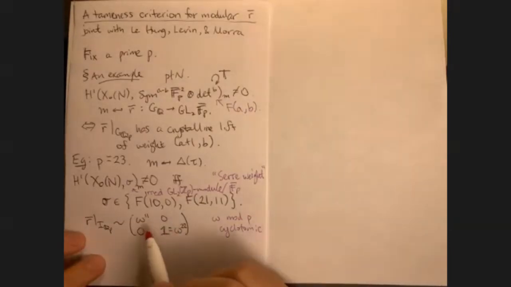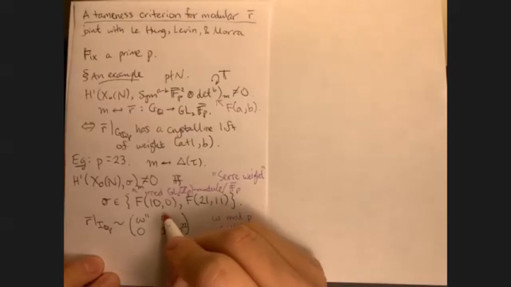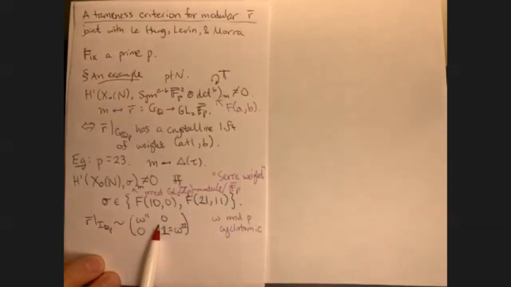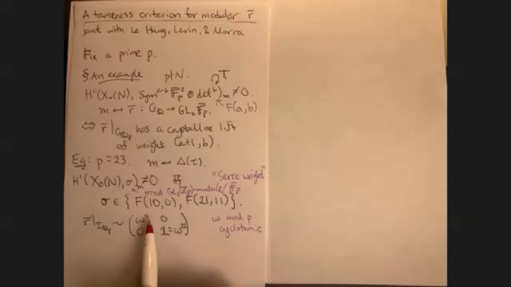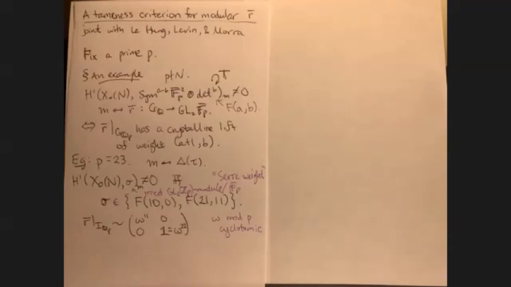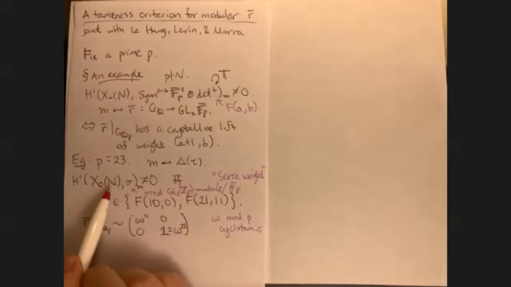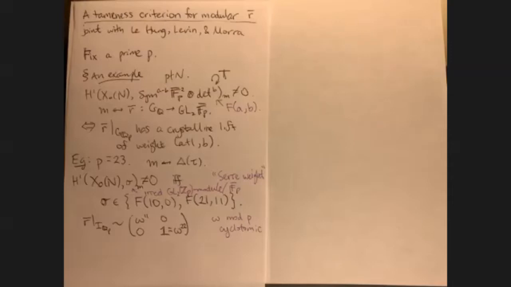The key thing to note is that typically one doesn't get a direct sum, but one gets a non-trivial extension, in which case only this direction would give you a crystalline lift. So there wouldn't be a crystalline lift in weight 22 and 11 if this were non-split. So this is a special case. Typically one can only find a single Serre weight which will make this non-zero.